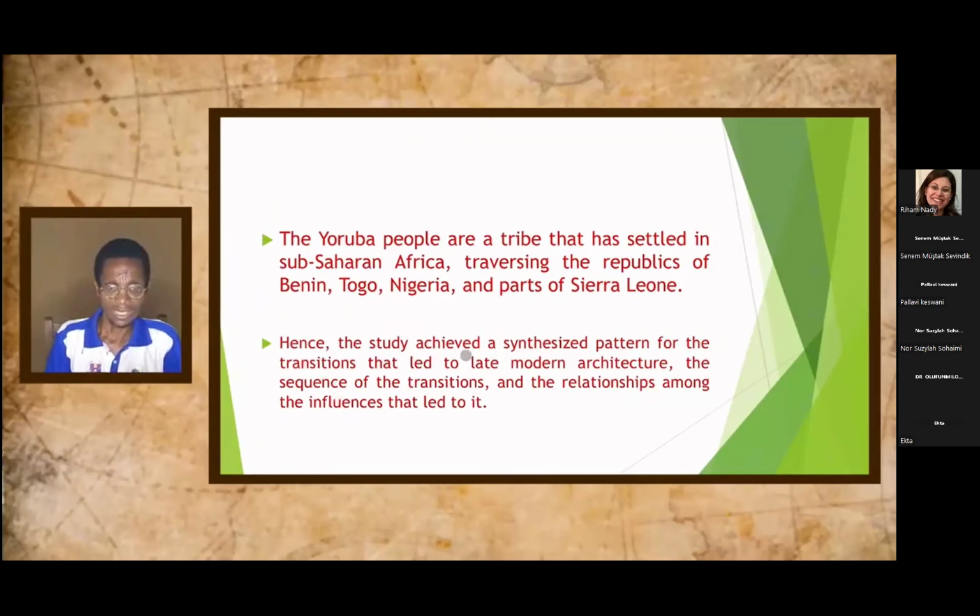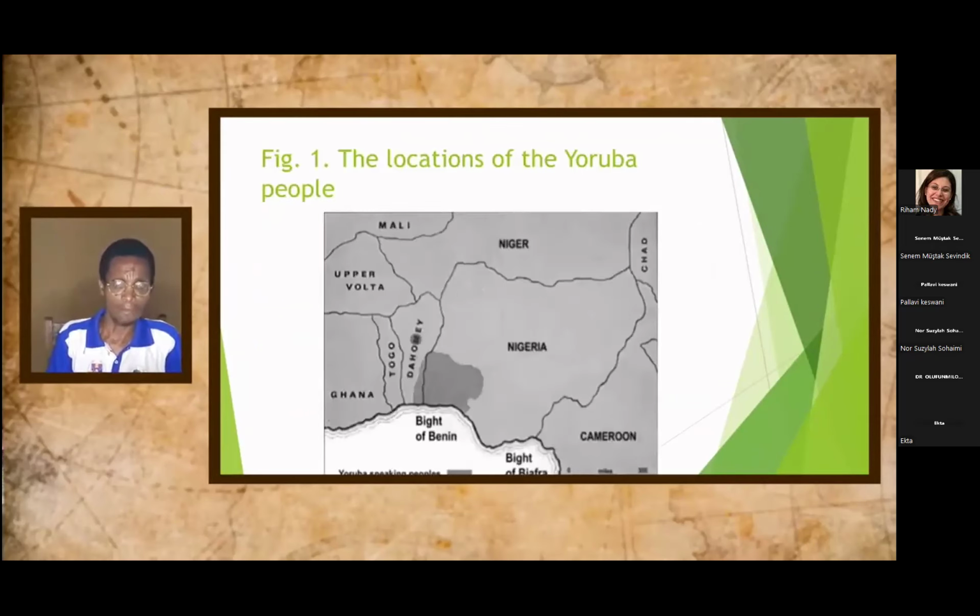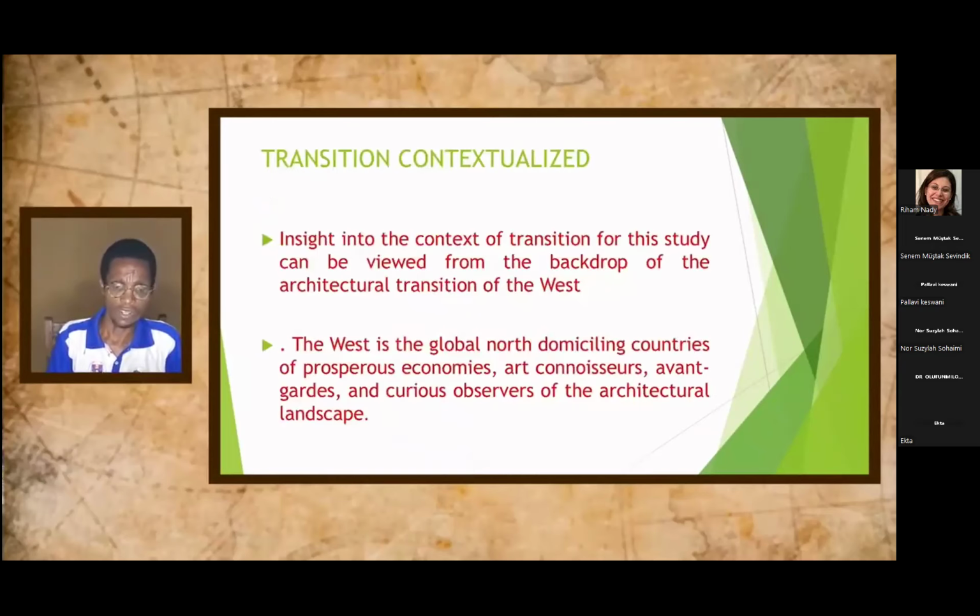Hence, this study attempts a synthesized pattern for the transition of Yoruba architecture that led to late modern architecture, the sequence of the transitions and the relationship among the influences that led to this transition. Now, this map shows the location of the Yoruba people traversing the Bight of Benin, Togo, parts of Nigeria to parts of Sierra Leone. Now, let me quickly discuss transition contextualized within this study.